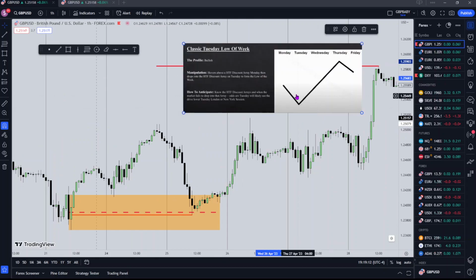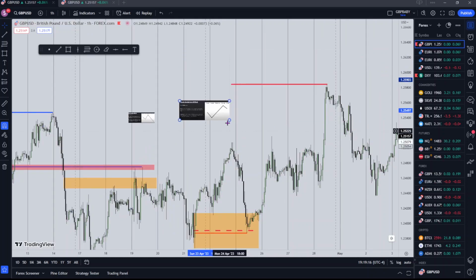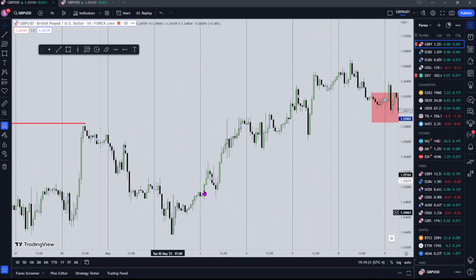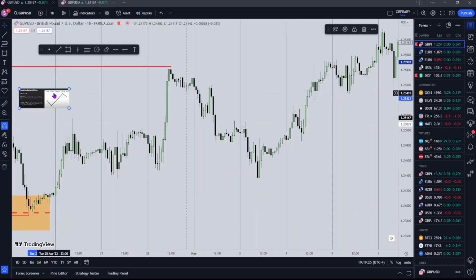And then I'm going to look at another one for the next week. And cool, I need to make these smaller. So we got another Tuesday low of week, and again, price runs higher. So I'm going to just copy that over because this is the same thing.